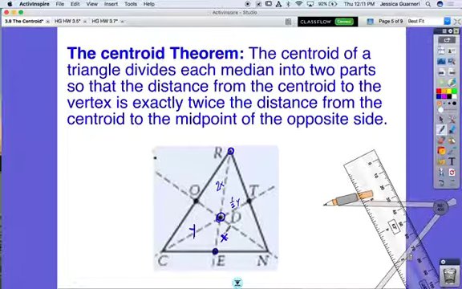Okay, so stop with the bottle, please, Logan. All right, so if I have the smaller part, I know the longer part is 2 times that. If I have the longer part, I know that the smaller part is half of it. All right, so that's the centroid theorem, guys.